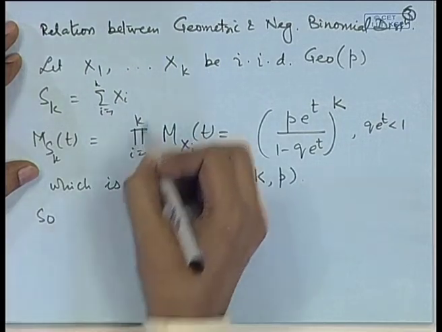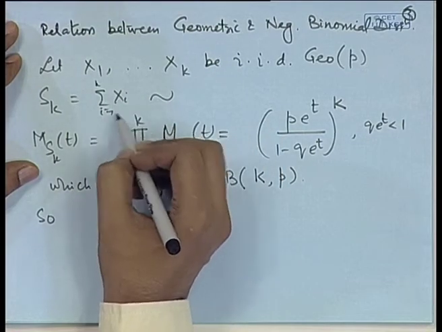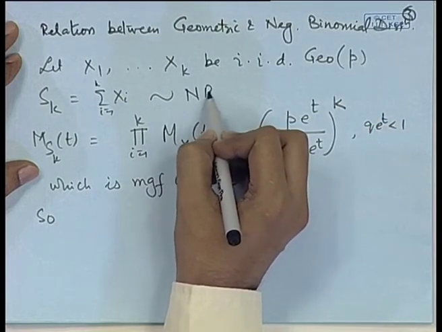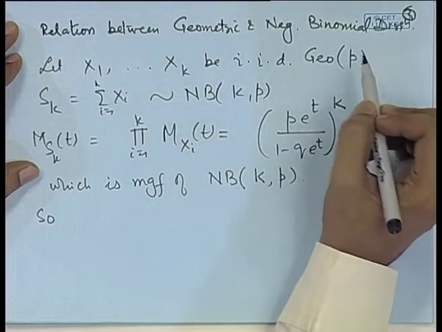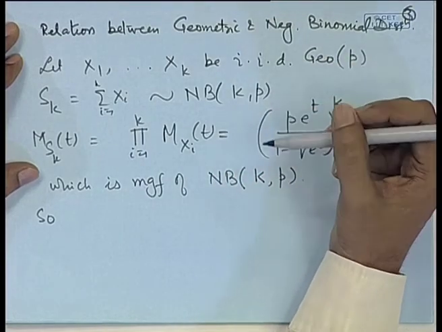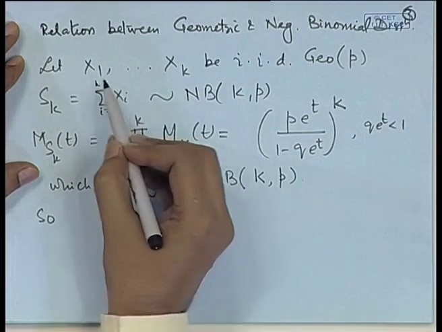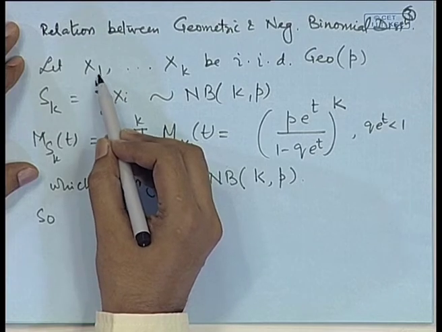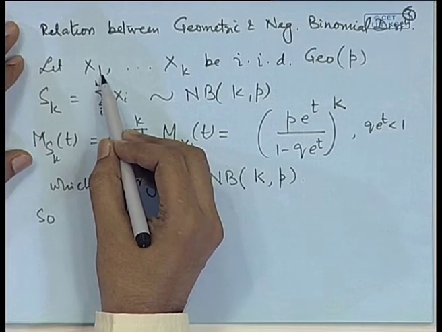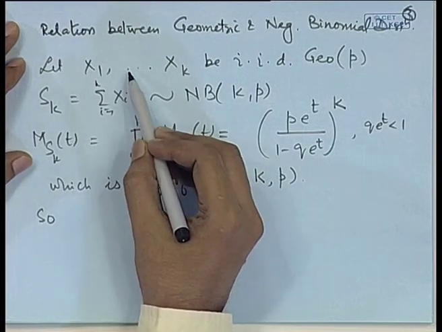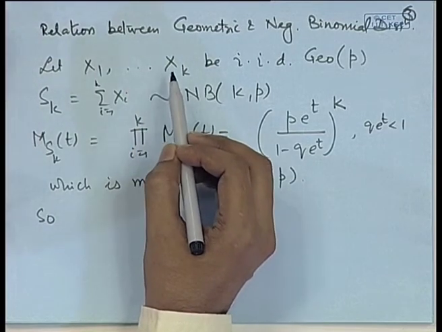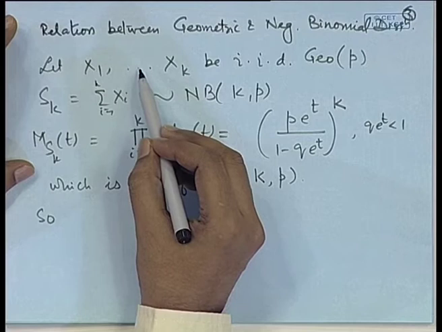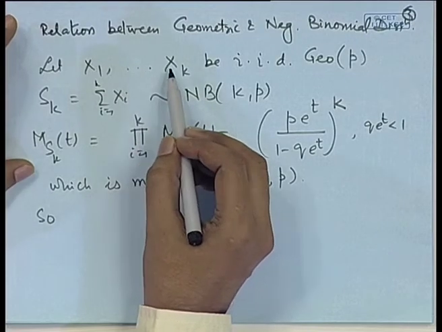So, this proves that sums of independent geometric variables with the same probability of success is negative binomial k, p. Once again we can look at the physical interpretation of this result. X1 denotes the number of trials needed for the first success in a sequence of independently and identically conducted Bernoullian trials. X2 denotes the number of trials needed for another success for the first time in a sequence of independent and identically conducted Bernoullian trials.